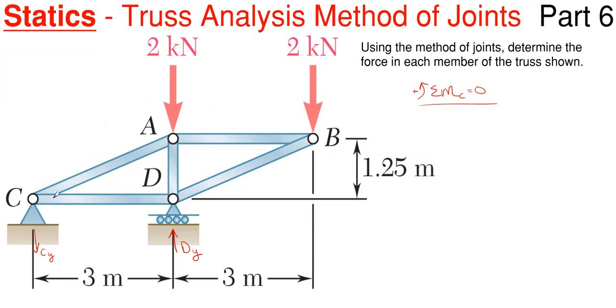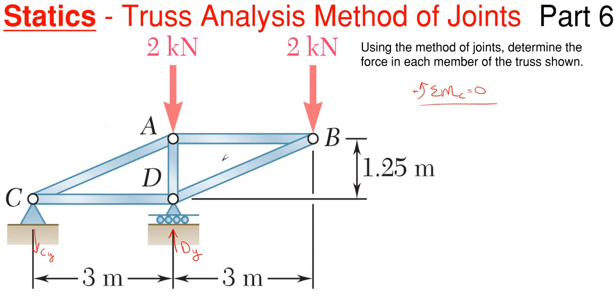When you're assuming these directions for these reactions, no big deal if you get it wrong. It will just pop out as a negative answer in your moment equation. That just means you assumed the wrong direction, so drop the minus sign, flip the arrow, perfectly okay. All right, so going with summing moments about point C, that would give us Dy.